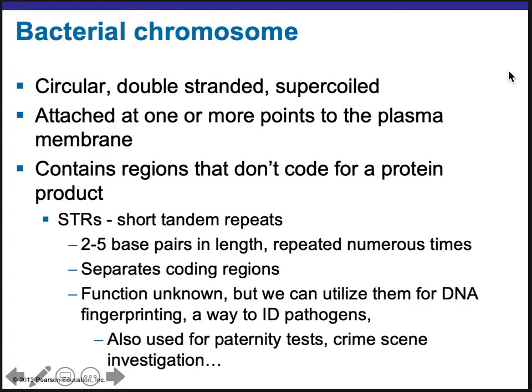So bacterial chromosome is different than eukaryotic chromosome in that it's circular, right? They are both double-stranded DNA, so that's the same for both. And then for the bacterial chromosome, we say that it's supercoiled, and we don't really use that term for eukaryotic DNA. And as I mentioned earlier, the bacterial chromosome can be attached at one or more points along the plasma membrane.